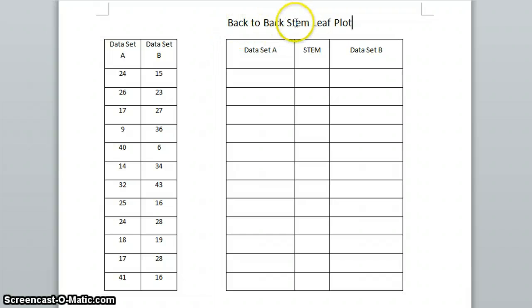This is a stem leaf plot where you compare two sets of data, and here's my data here. Data set A and data set B. So we've got our stem here, and we're going to write on either side of the stem our data, and this will give us a good graphical representation of our data. So let's start. As I said, here's my data over here.